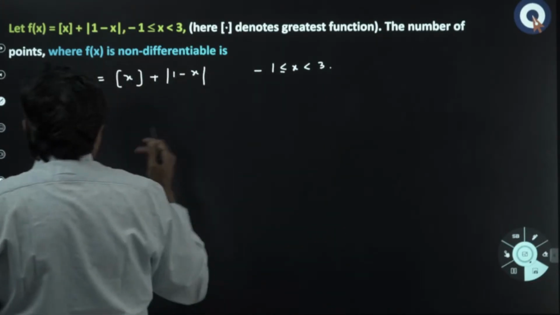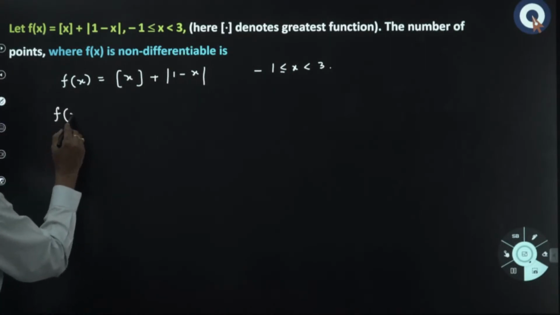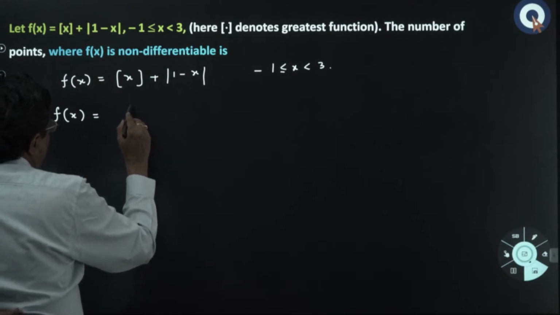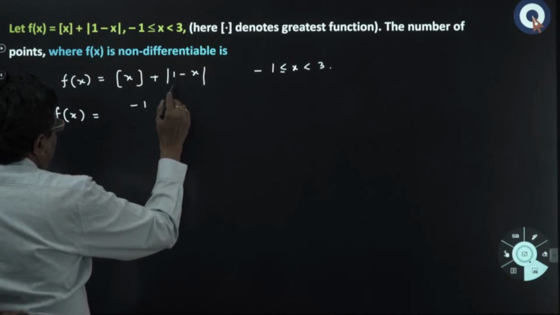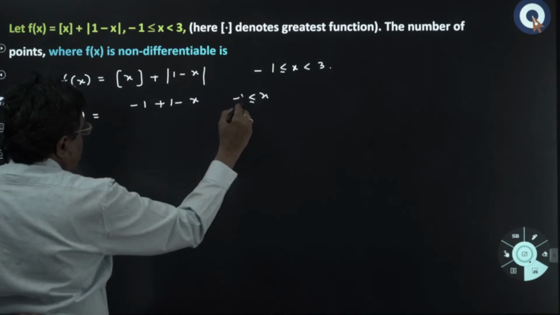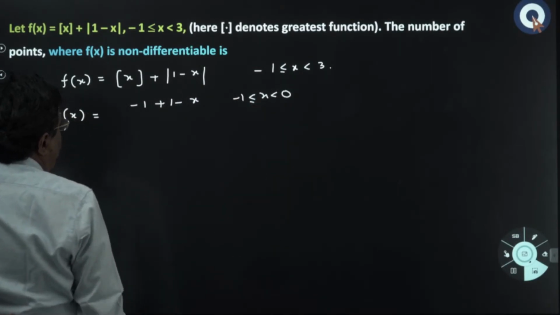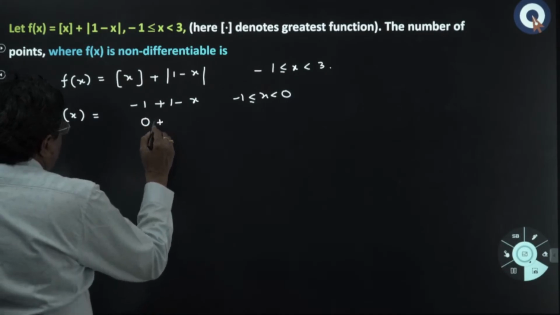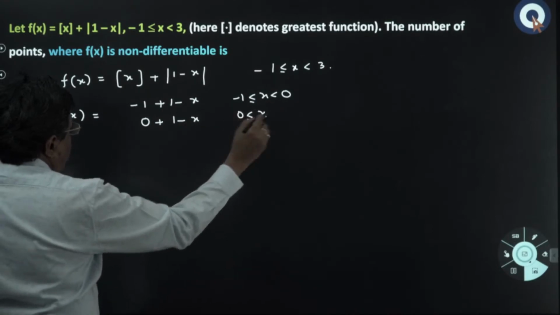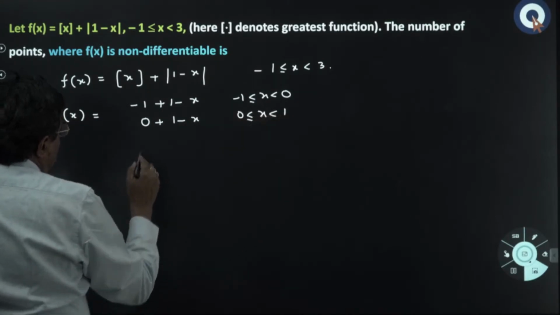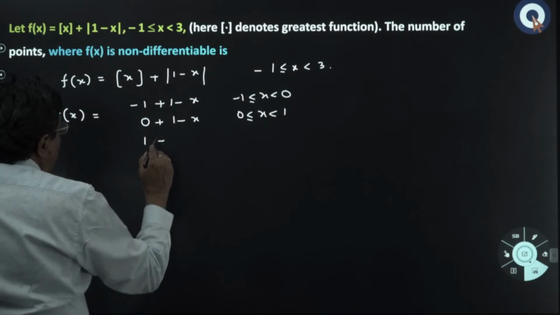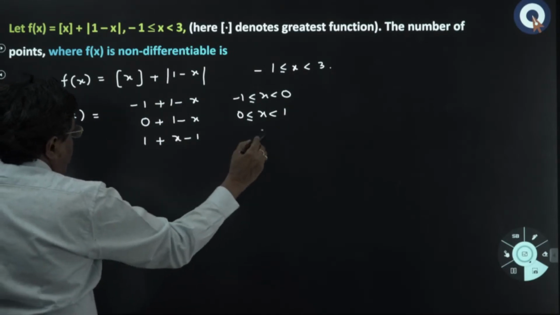So let us break this down. For x lying between −1 and 0, step x is −1, and over that interval 1 − x is positive, so the mod is the same. When x lies between 0 and 1, step x is 0, and 1 − x is positive, so the mod is the same. When x lies between 1 and 2, step x is 1, and 1 − x is negative, so mod of that is minus of that. So I get x − 1 for x between 1 and 2.